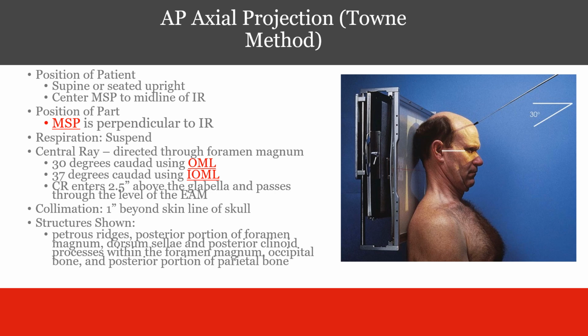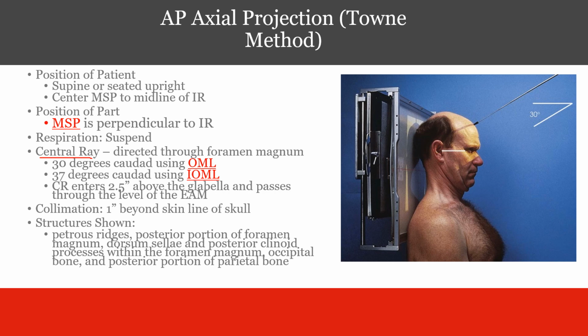We want to suspend respiration. For the central ray, it depends upon how much the patient can tuck their chin. But we want the central ray directed to the foramen magnum, and we want to use a 30-degree caudad angulation if we're using the OML perpendicular to the image receptor, and a 37-degree caudad angulation if we have the IOML perpendicular to the image receptor. The central ray should enter 2.5 inches above the glabella and pass through the level of the EAM.